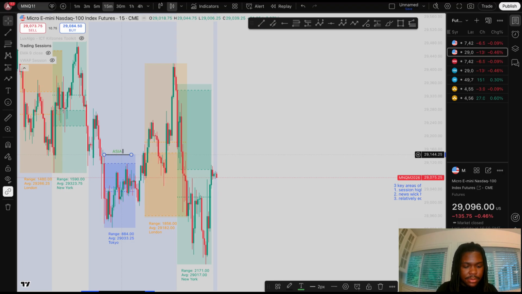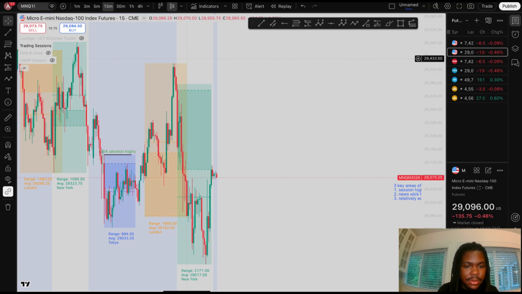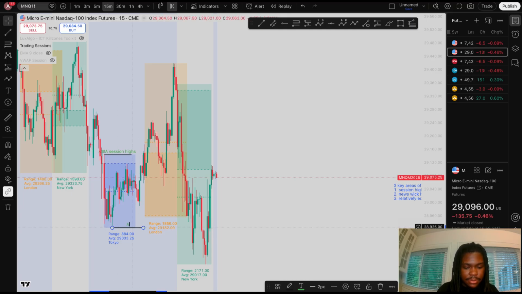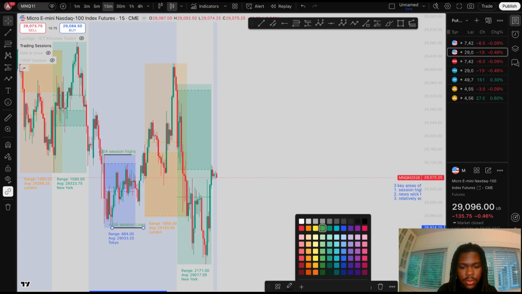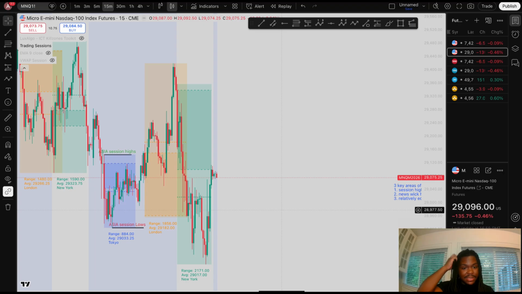Asia session highs, right, in green, and then below you have Asia session lows. We're gonna put this in red. Asia session lows, and the same thing for London. So we mark it out.